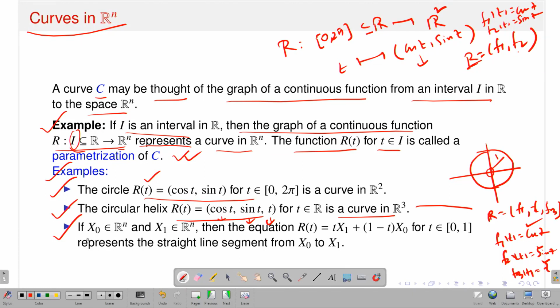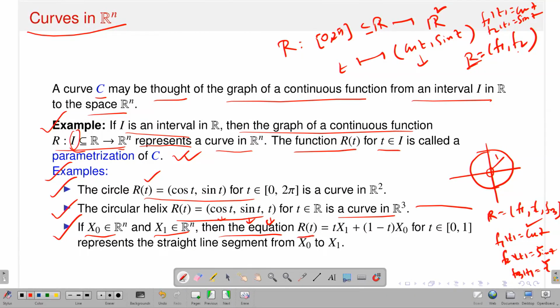What it says is, if I take a point x0 in Rn and x1 in Rn, suppose I am taking 2 points in n dimensional space, take x0 and take x1, then you just draw a line segment joining the points x0 and x1. If I have to write it in terms of parameterization, then the equation is r of t equals t times x1 plus 1 minus t times x0, where t runs from 0 to 1. This will represent a straight line joining the points x0 and x1.